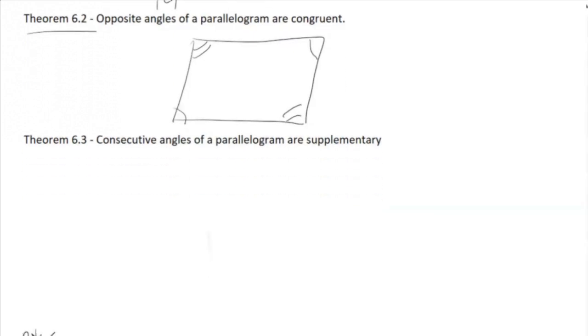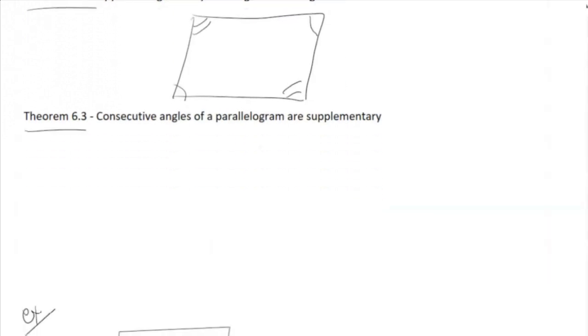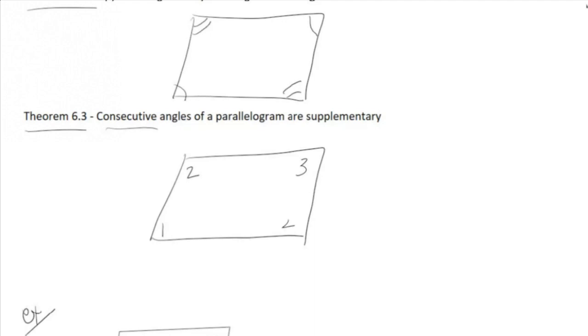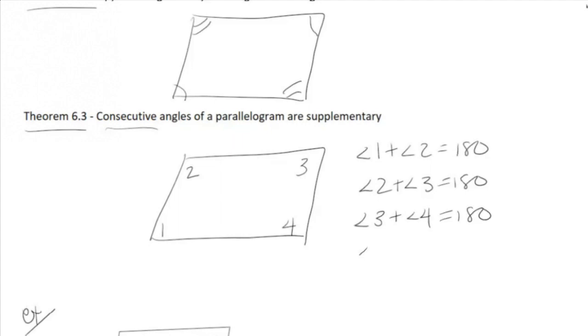All right, to extend that, theorem 3 here also would say that the same side, or what we call consecutive angles, are supplementary. So if this is angle 1 and this is 2, this is 3 and this is 4, angle 1 plus angle 2 are going to equal 180 degrees. Angle 2 plus angle 3 are going to equal 180 degrees. And you can go around. Angle 3 plus angle 4 would equal 180 degrees, and then angle 1 plus angle 4.